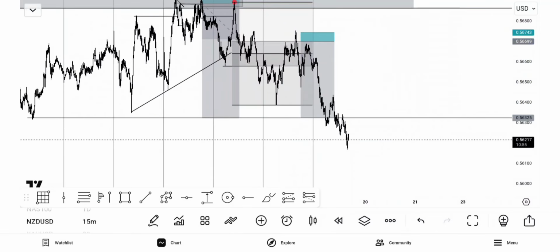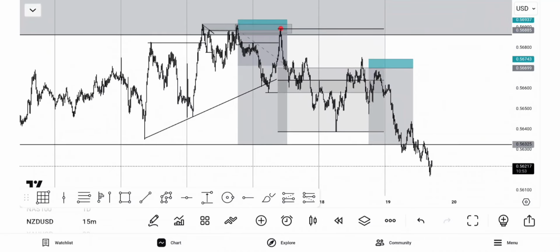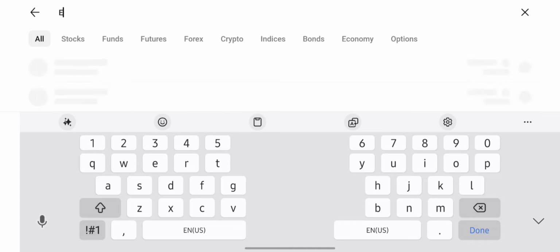So let's see if we could get a continuation entry on Euro USD using the same approach. Euro USD.